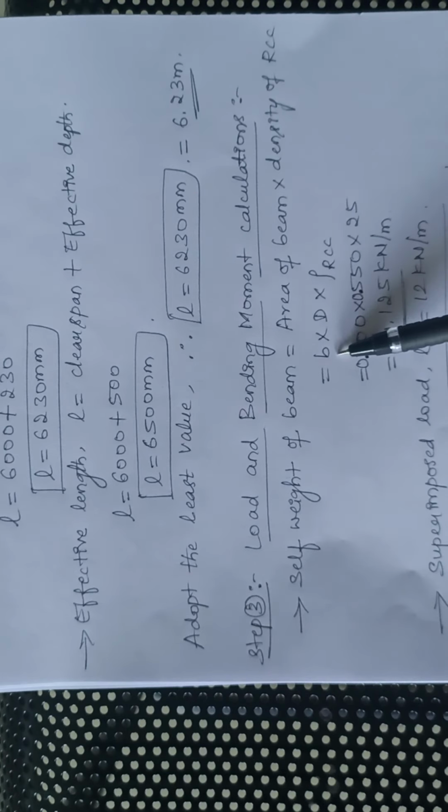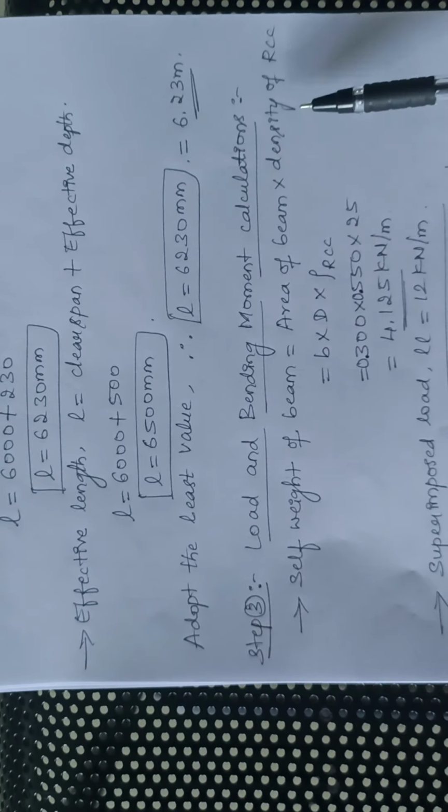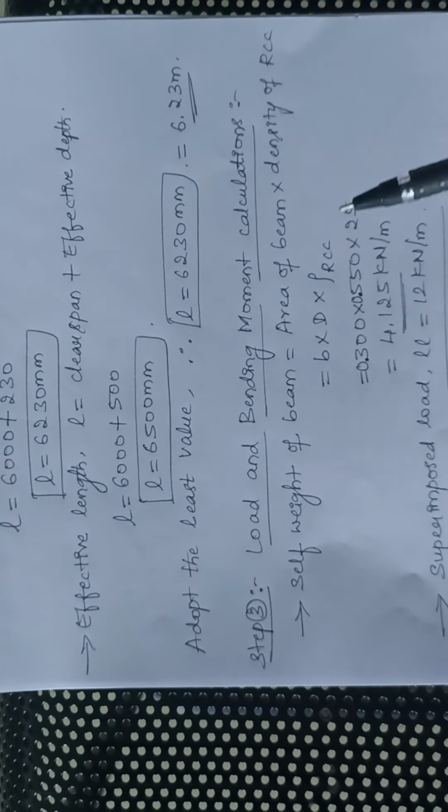Here B represents the width of the beam. In the question the width is given as 300 mm. If you convert that in terms of meters, we get 0.3 meter, multiplied by D. Capital D represents the overall depth of the beam. If you convert it in terms of meters, you will get 0.55, into, we know that the density of RCC is 25 kilonewton per meter cube. You just have to substitute the values here. On multiplying these three values, we get a self weight of the beam as 4.125 kilonewton per meter.